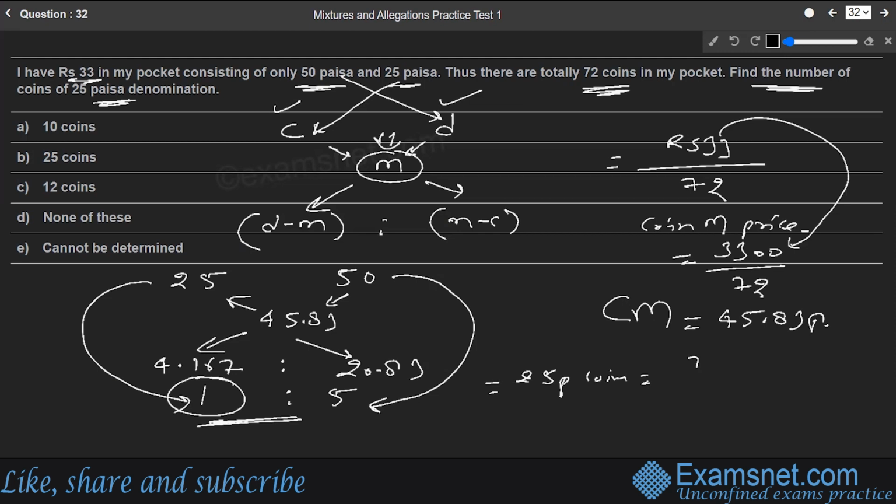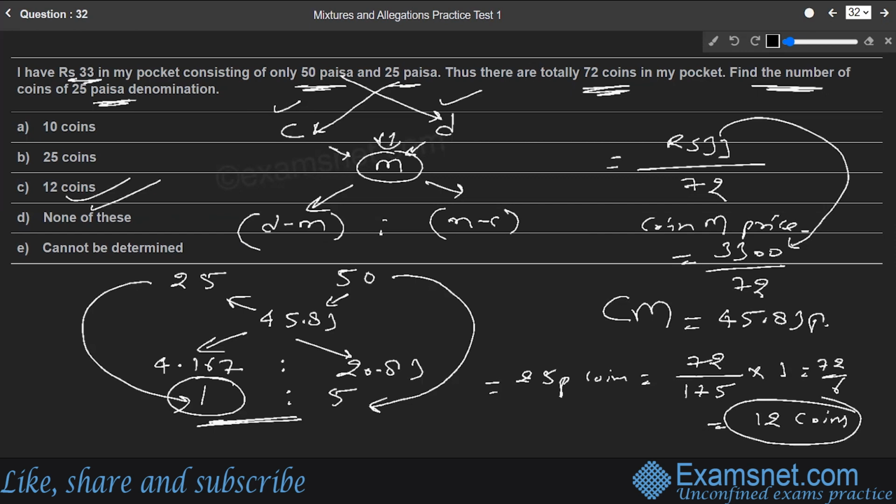Total number of coins were 72 divided by the sum of ratio terms. Ratio terms are 1 plus 5, multiplied by the corresponding number of 25 paisa, that is 1. If we solve this further, this is going to be 72 by 6, that is nothing but 12 coins. So 25 paisa coins are 12 in number, and that is available in option C, and that becomes the right answer.